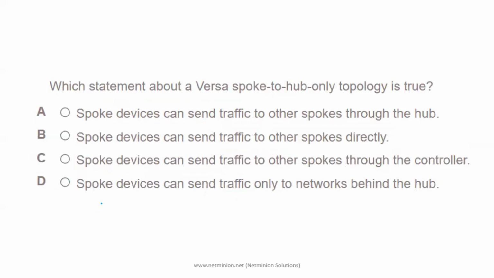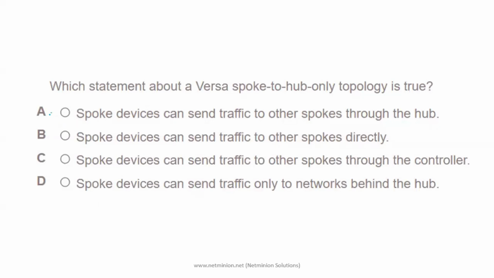Which statement about a Versa spoke to hub only topology? Spoke to hub. That means the spoke can only send traffic to the hub. It cannot send to anything else. So that option cannot be right. Then the next option, spoke devices can send traffic to spoke. No. The last one, huh?